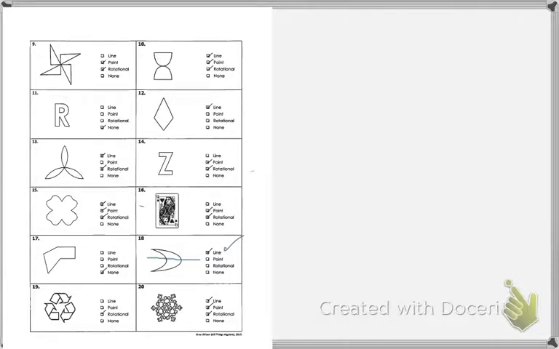Alright, should be rather simple. It's just pictures. You just got to see whether you can draw a line of symmetry, whether you can rotate it 180 degrees, can you rotate it 360 degrees.